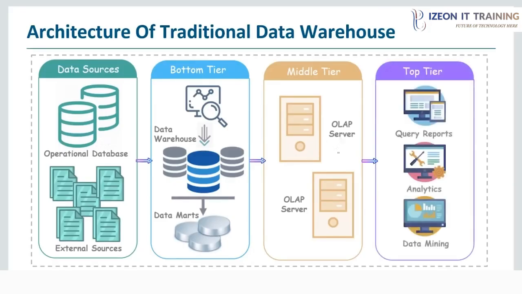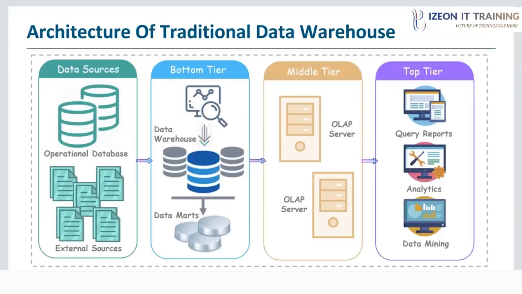Finally, we have the top tier. This top tier is like a front-end client layer. This tier holds different kinds of query and reporting tools using which the client applications can perform data analysis, query reporting, and data mining. So to summarize what we have learned till now, a traditional data warehouse has a simple three-tier architecture.